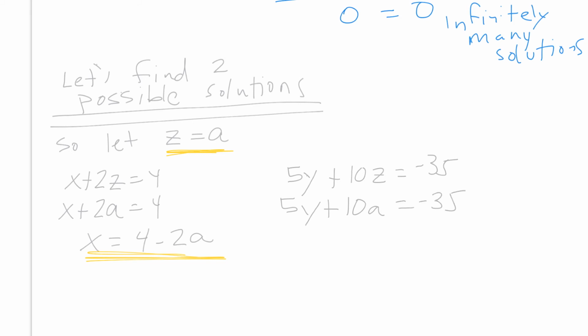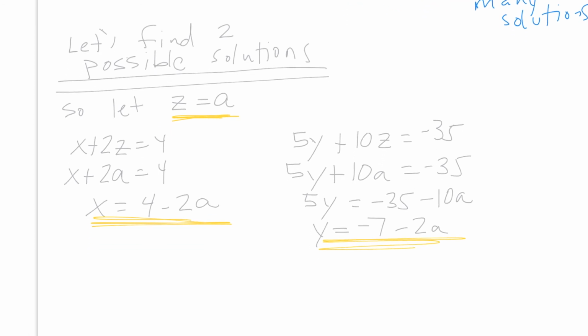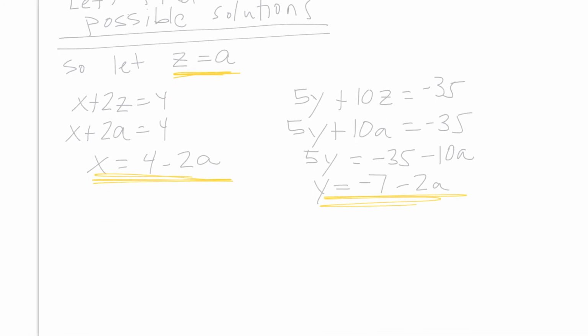Solving for y, the first thing I have to do is subtract the 10a. So 5y equals negative 35 minus 10a. And then I want to divide everything by 5. So I get y equals negative 7 minus 2a. And now I have everything with y in terms of a. So from here, I can go ahead and find 2 solutions.